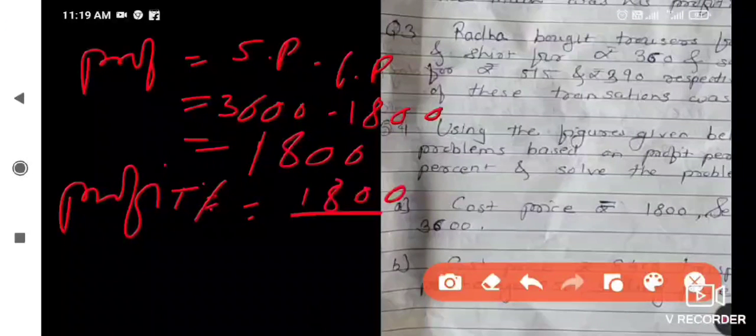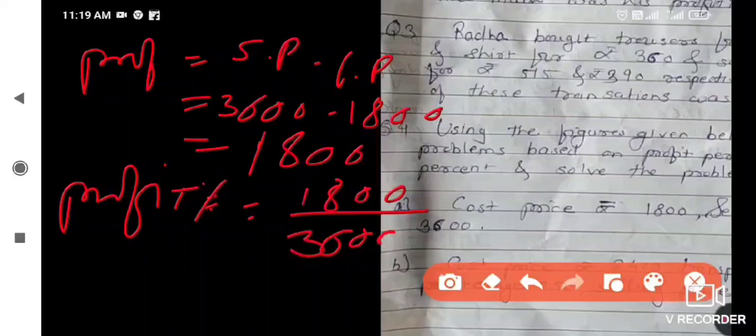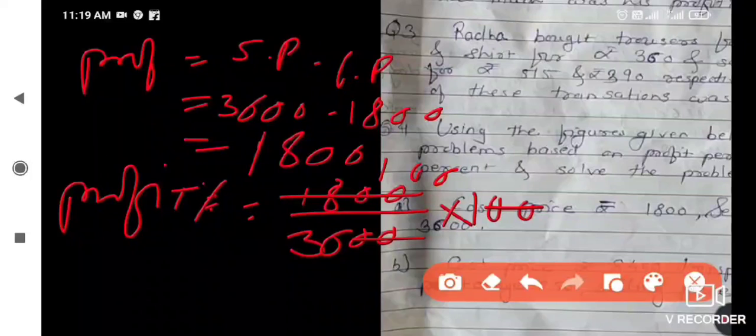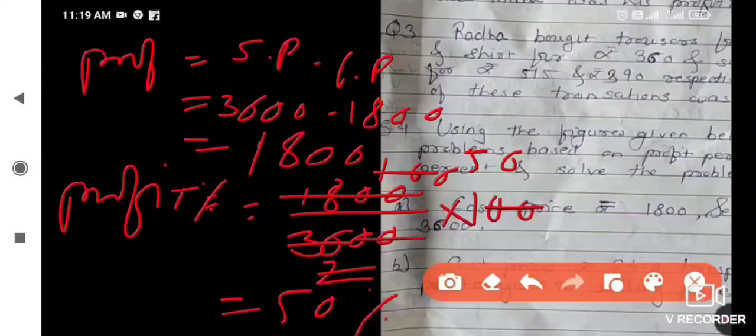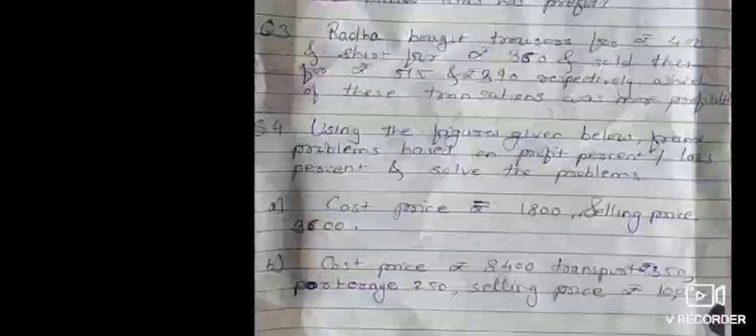upon CP into 100. Okay, so zeros get cancelled with zeros. 18 ones are 18, 18 twos are 36, 2 ones are 2, and here 50. So 50% is the profit in this transaction. In this way you can frame your own question. It is not necessary to copy down whatever I just told you; you can frame the question whatever you want, and just solve the example.